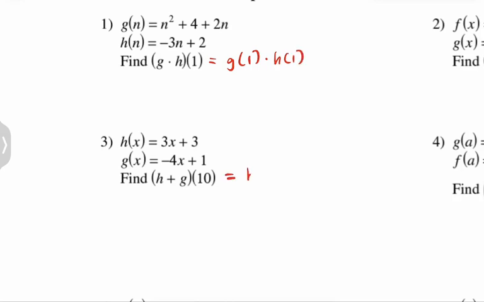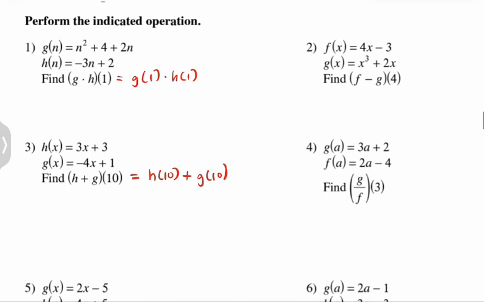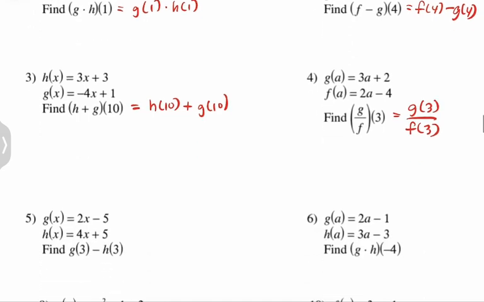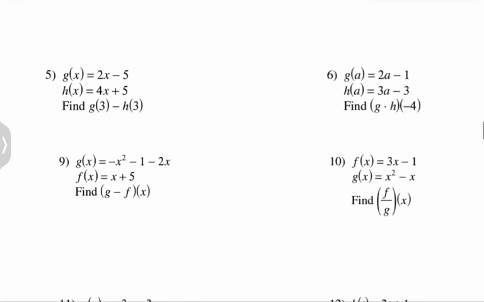This means stick 10 into the h function and add that to the value when we stick 10 into our g function. So it's just shorthand notation. This is really just you're going to find f of 4, and then you're going to subtract g of 4. Here you're going to find g of 3 over f of 3. Now those ones you're inputting numbers. So whatever you input, just simplify down as much as possible. Okay. Now, when we get past number 6, look at number 9, those keep the x's in.